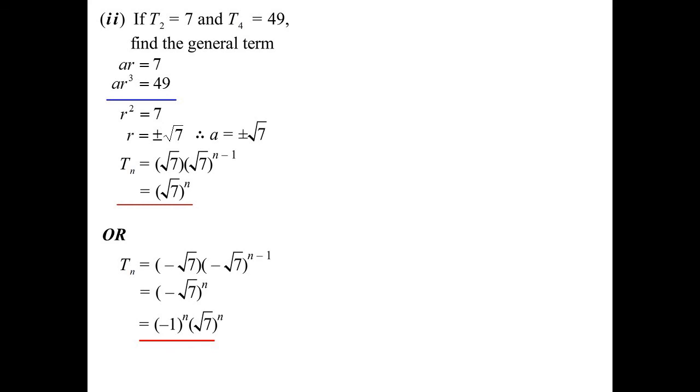So what we're now looking at is two possibilities for the general term. They're both the square root of 7 to the power of n. In one of the patterns, they're always positive. In another pattern, they alternate. Which one is it? Don't know. They've got to give us more information. So until they do, we have to say, well, there's two possibilities here for the general term.